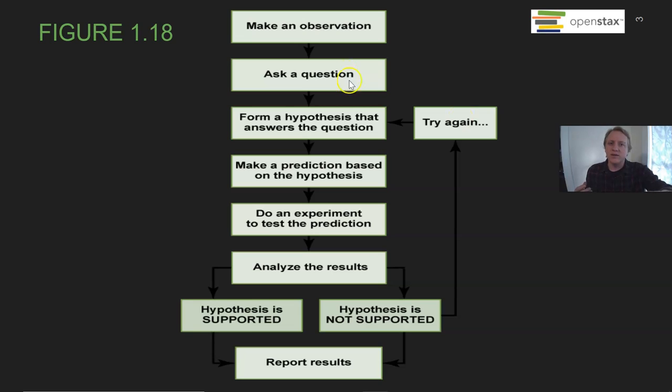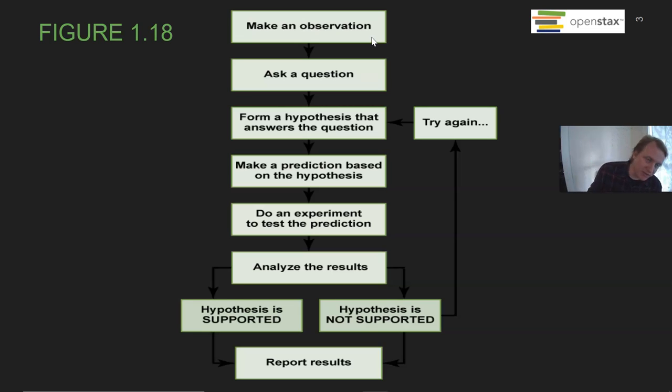So here is the slightly distorted steps of the scientific method. I'm going to post the link to this free online textbook that we're going to be using. And this is figure 1.18. Hopefully you can see these arrows here. But the scientific method always begins with an observation. You notice some phenomena or you read about some phenomena and you want to learn more about it.